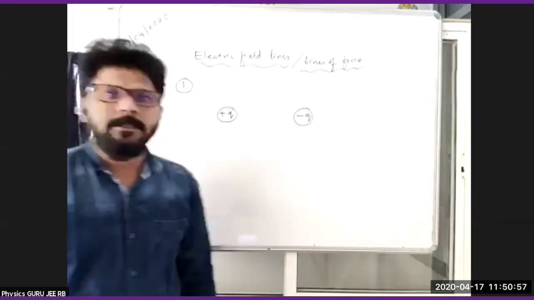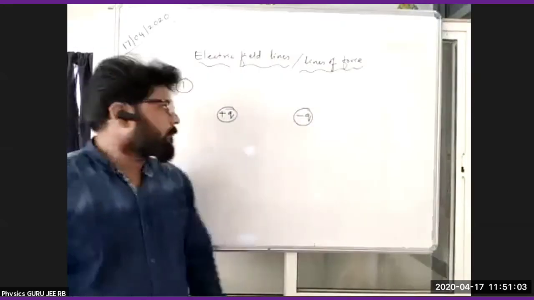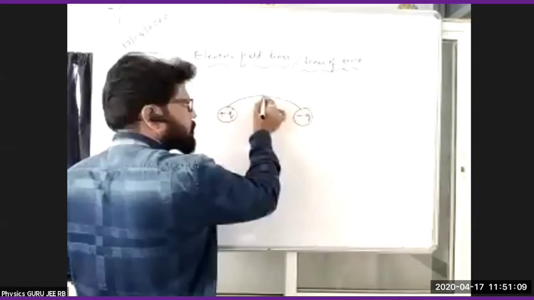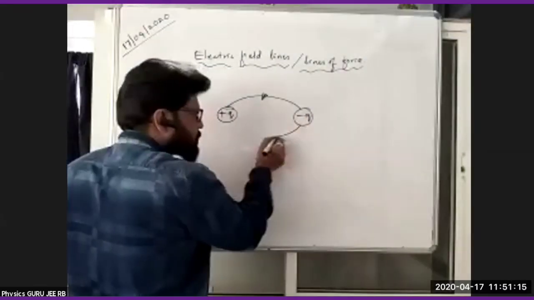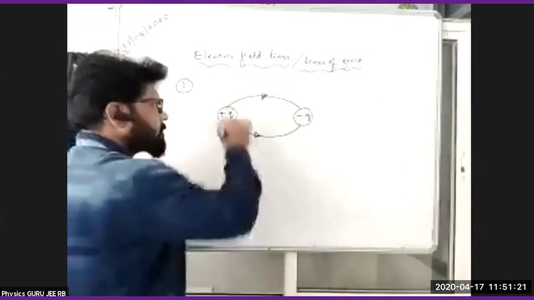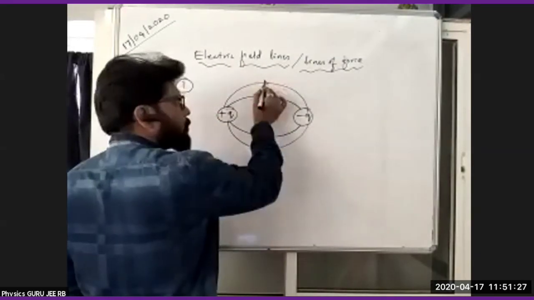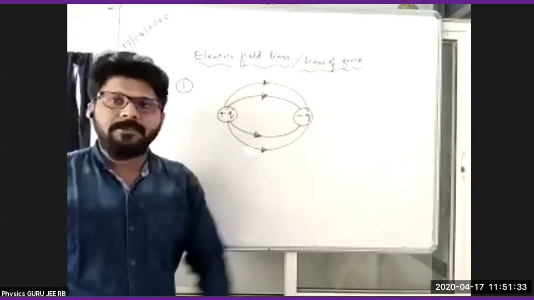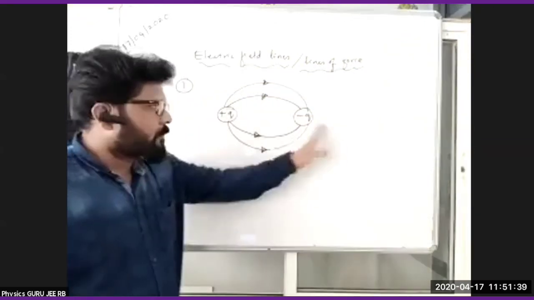So the first property is that electric lines of force start from the positive charge and end at the negative charge. Going from positive to negative. So here also it is starting from the positive charge and ending at the negative charge like this. Property number one is they start at a positive charge and end at a negative charge. That is nothing but radially outwards, radially inwards.